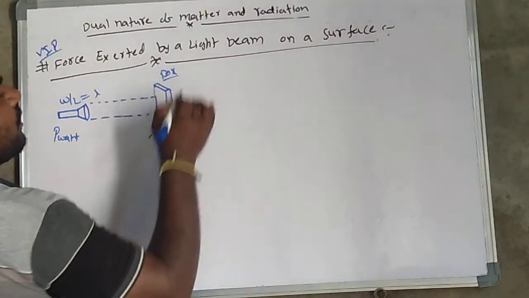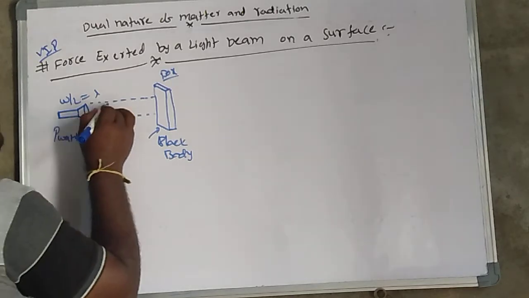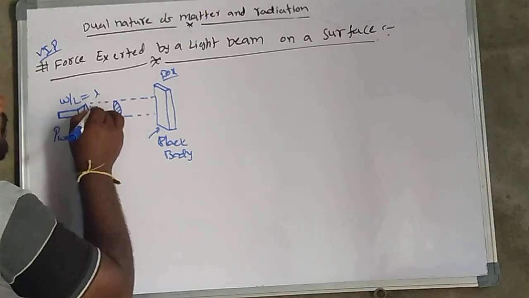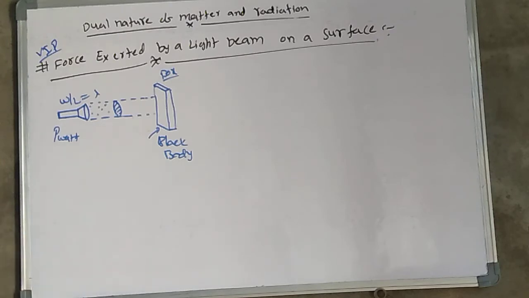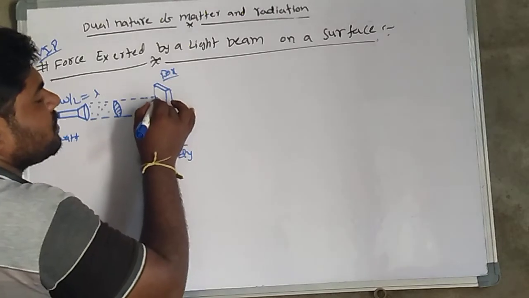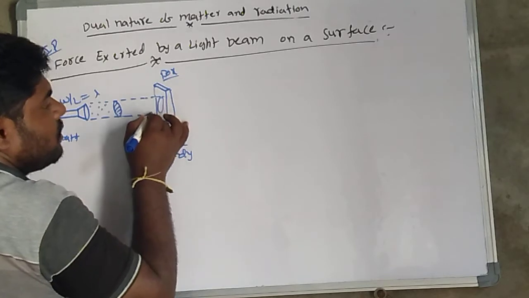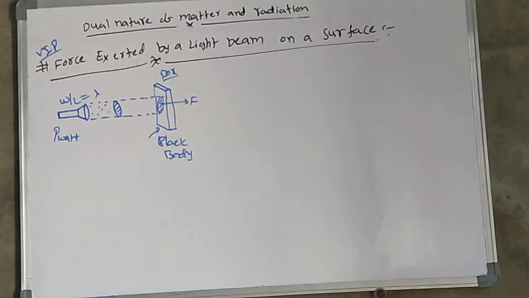I will take that black body box, where all radiation is absorbed only on this cross section. The photons move like this and exert some force. These are all incident on this black body, and on this area some force F is exerted.